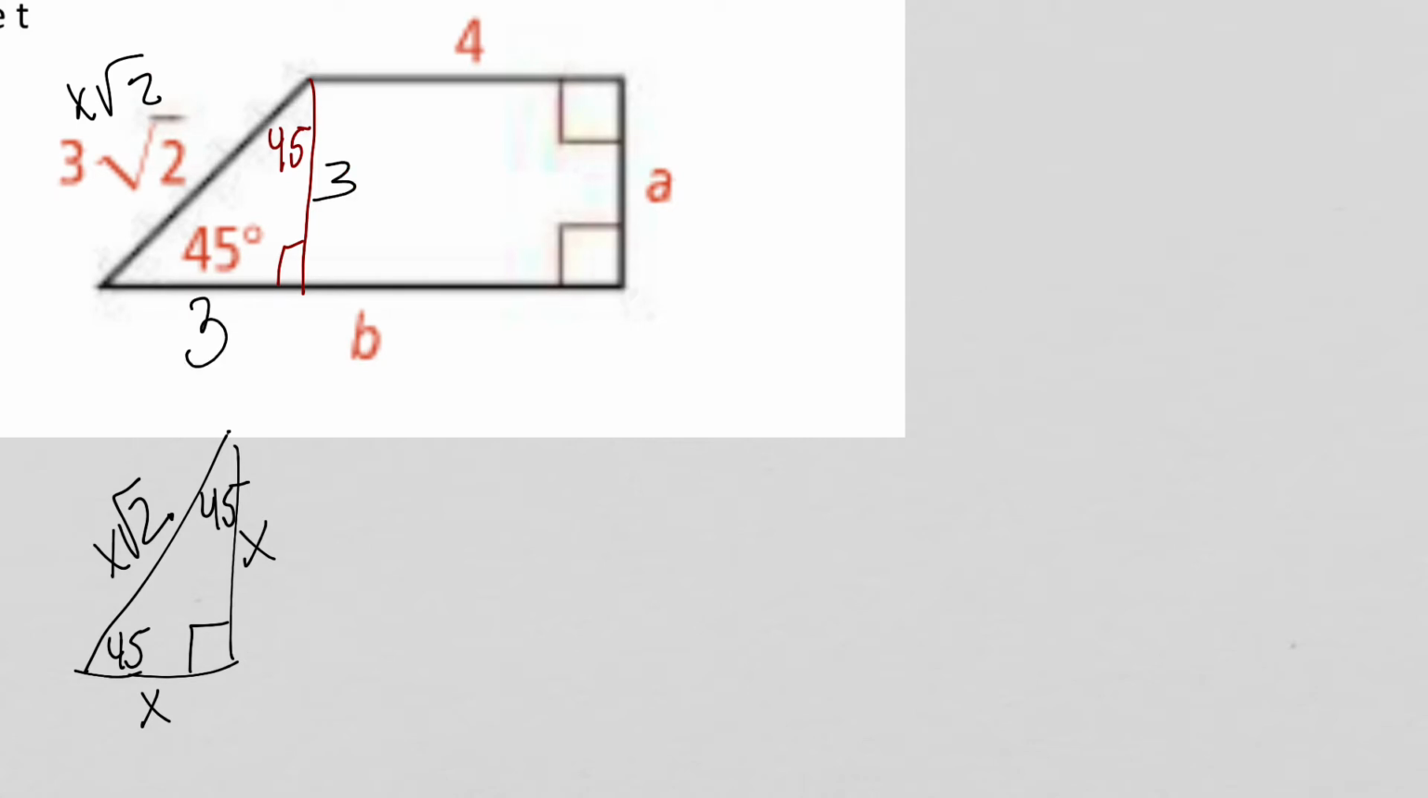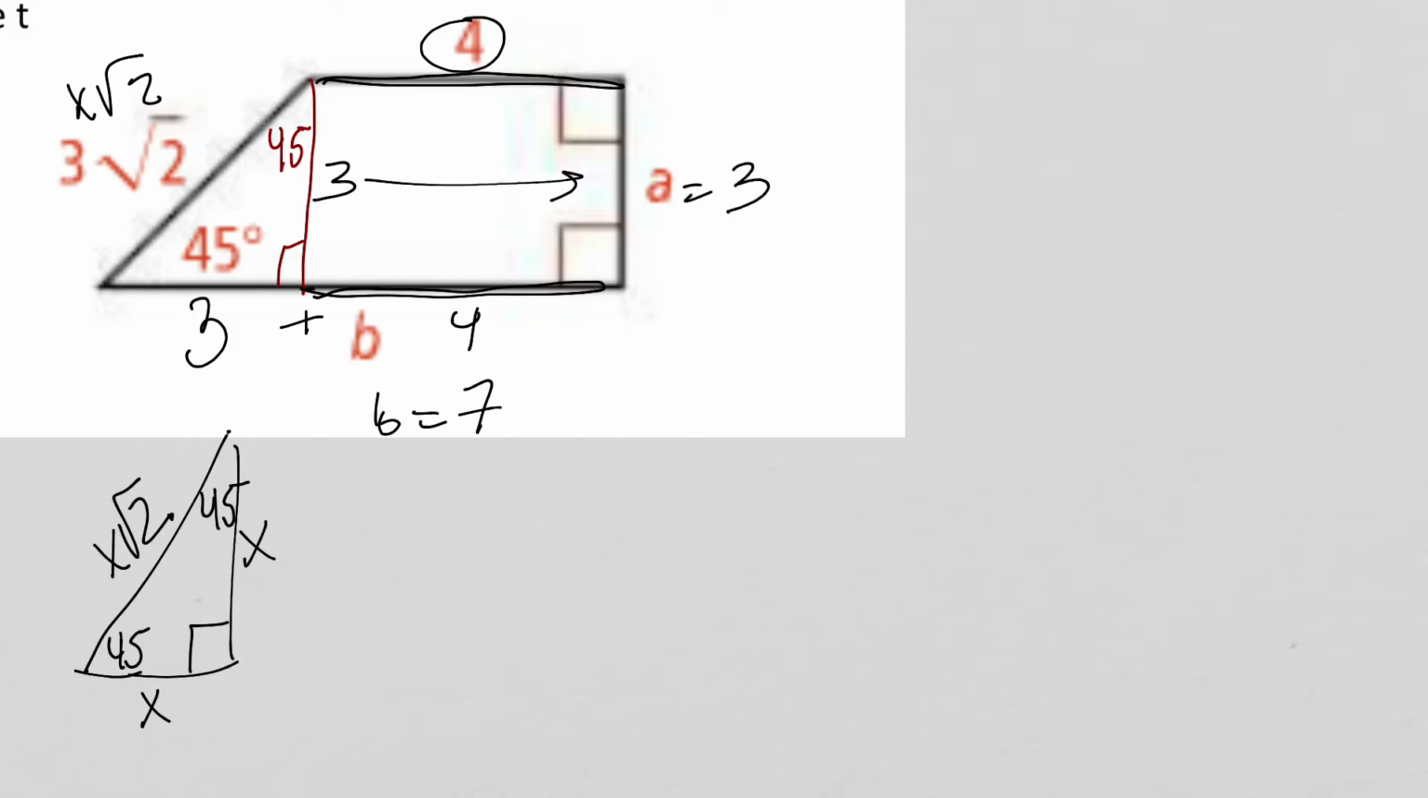All right, I could bring down this 4, right? From here to here is 4, so that means from here to here is 4. So that makes the whole thing, 4 plus 3, my B value, which is 7. And then I could bring this side over, because that's the same as the A side, so A is 3.